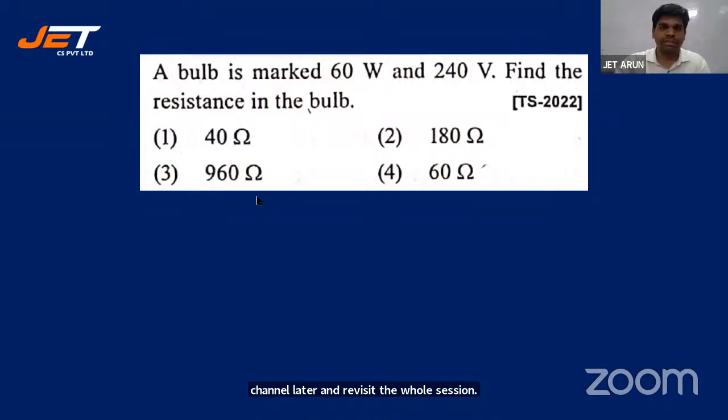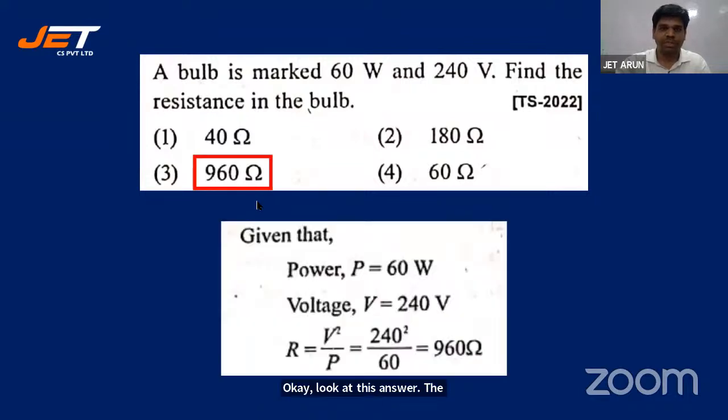All right, look at this answer. The key is 960 ohms. Here's the solution, students. R is V square by P, or V square by R is power, which is 240 square by 60. Sorry, 60, which is equal to 960 ohms. Pretty simple. Formula-based question, students.